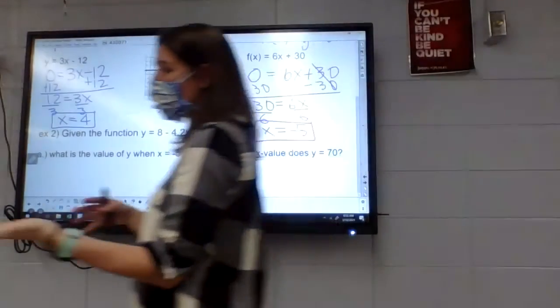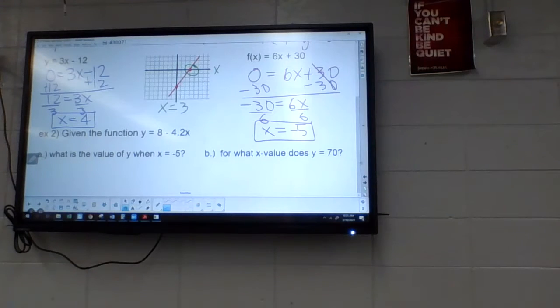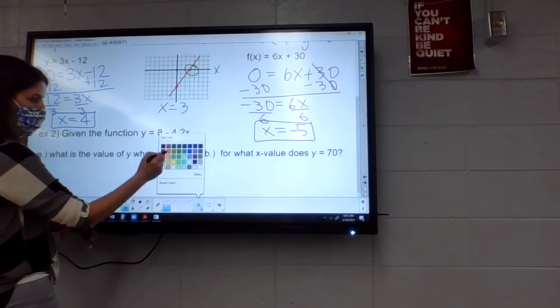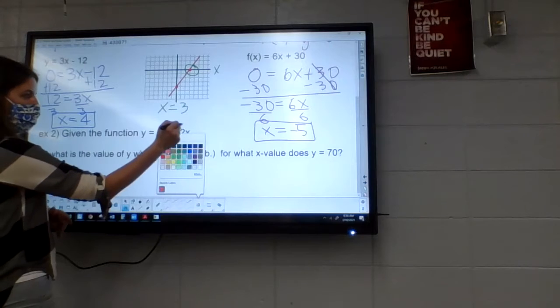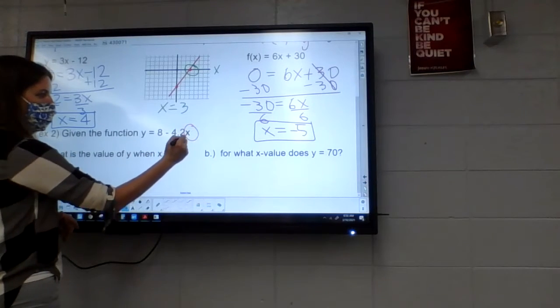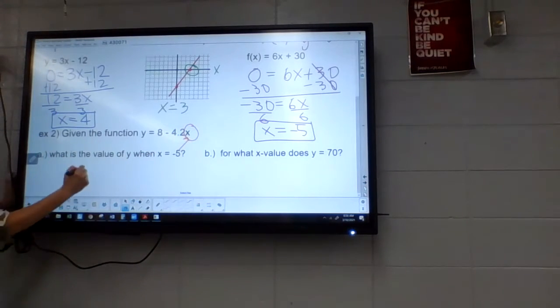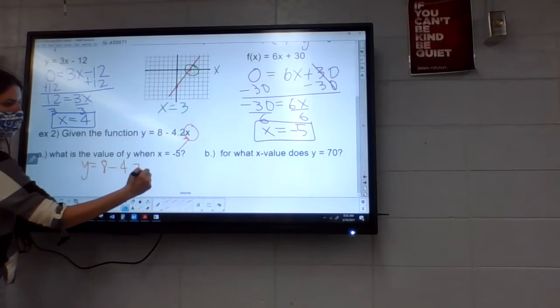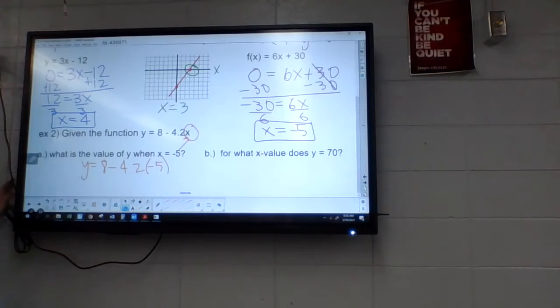And then these next two questions aren't necessarily asking for the zeros. They're just giving us different values depending on the problem. It says, what's the value of y when x is negative 5? That's as straightforward as it sounds. Put negative 5 into this equation for x. Now, a negative times a negative is going to be a positive.